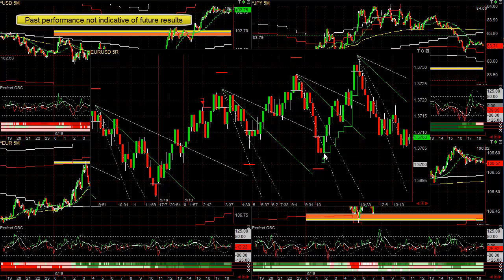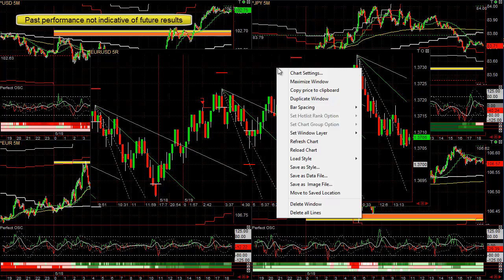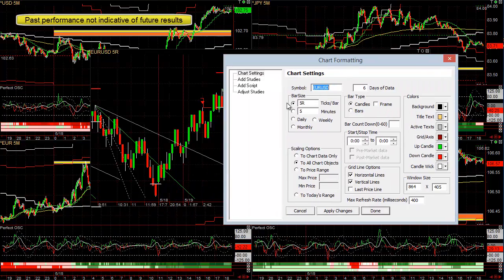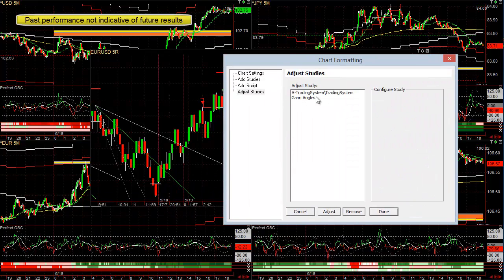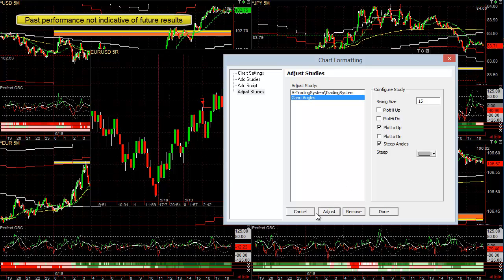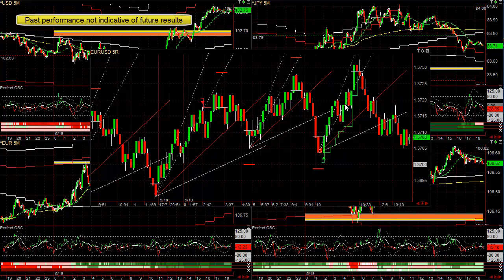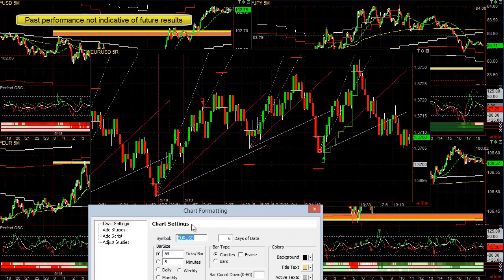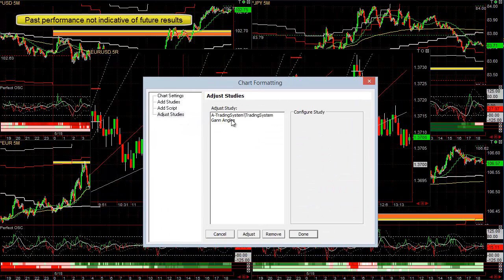You want to get out of your short, flip and go long, and then from that low, just go back to the studies, adjust it, and plot it from the low up. You can plot it from the high up and down. You can plot it from the low up and down. If you're long, you want to plot it from the low. And also, by the way, you can plot from the high up as well for profit targets. And like I said, there are so many lines on here, I let you turn them on and off.